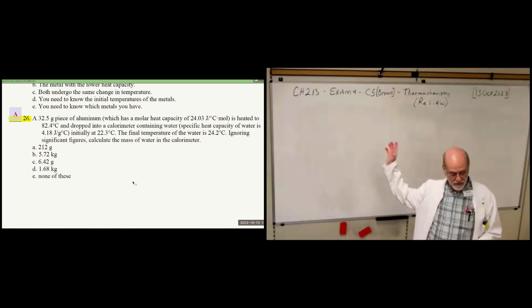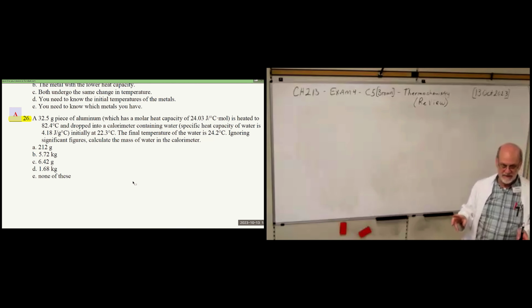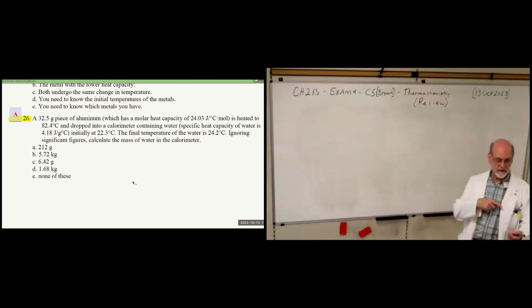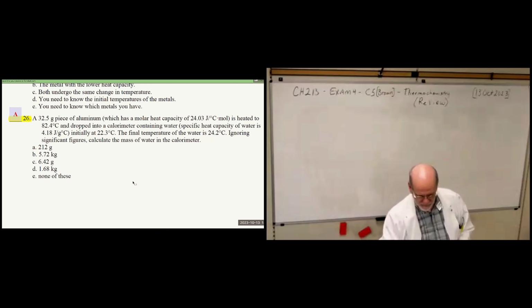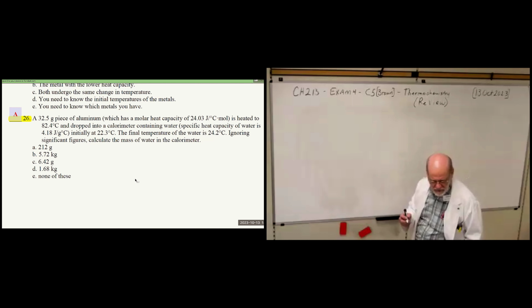Now that formula for Q is good as long as there's no phase change. If it stays the same phase, that works. If there's a phase change, then you have to introduce another formula for heat of fusion or heat of vaporization, one or the other. 26. Right? That's right. Yeah, 26.